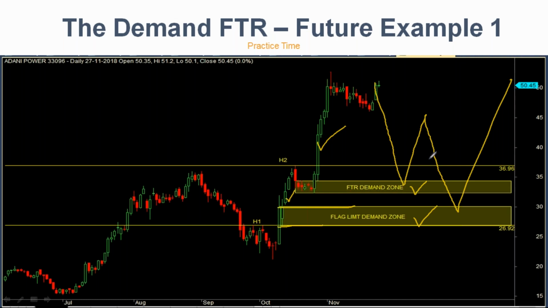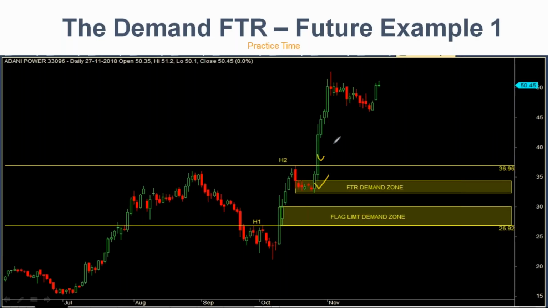FTR looks weak as there are 5 base candles. No, the base candles might be 5, but look at the momentum. Almost a hammer kind of upside base and then a momentum. Departure is very critical. What does departure signify? Departure signifies strength. Departure signifies many pending orders.